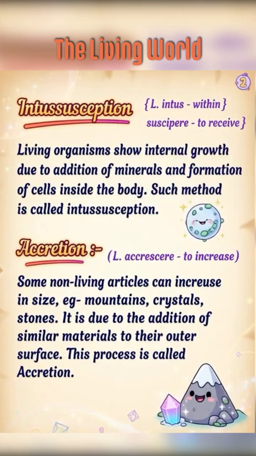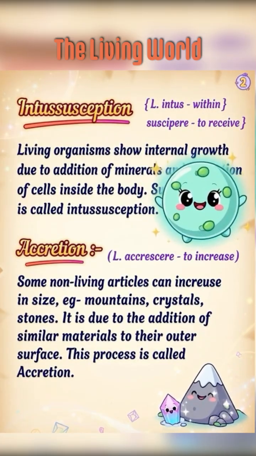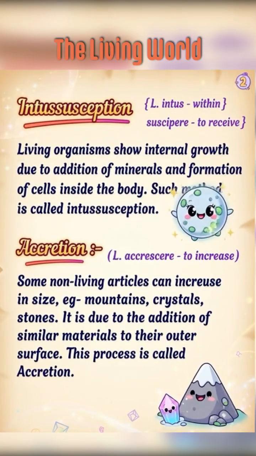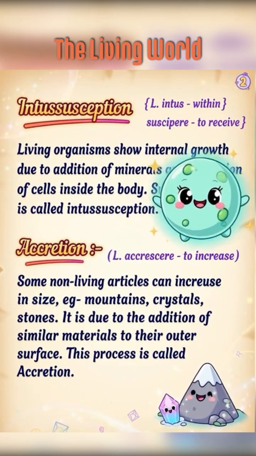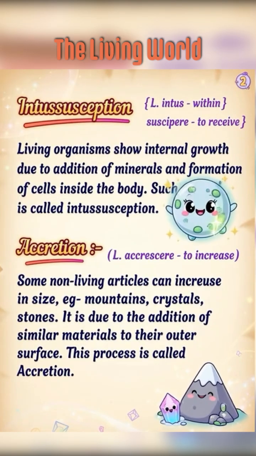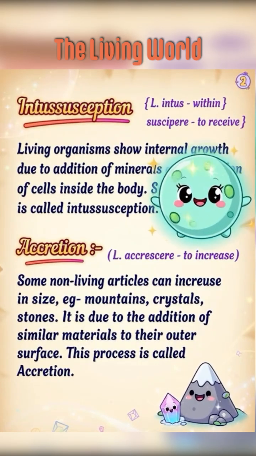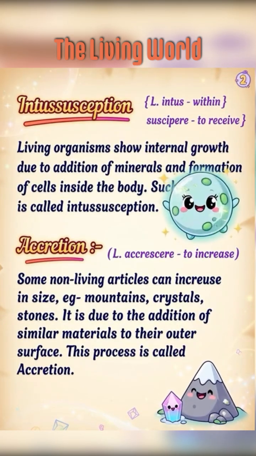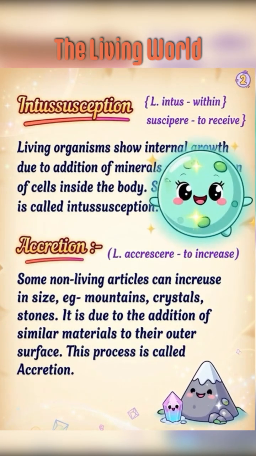Growth could be of two types, intussusception and accretion. In intussusception, living organisms show internal growth due to the addition of minerals and the formation of cells inside the body only. Whereas in accretion, some non-living objects can increase in size, like mountains, crystals, stones. It is due to the addition of similar materials to the outer surface.